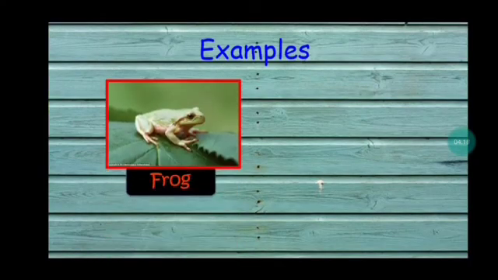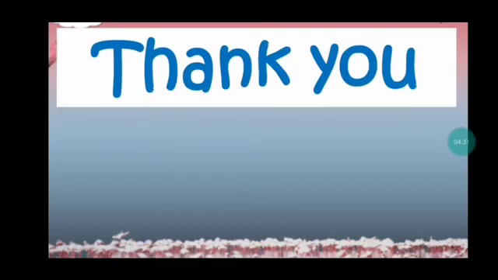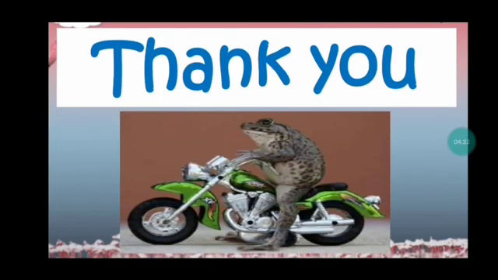Here are the examples of amphibian, frog and salamander. Frog and also salamander. So these are the examples of amphibian. Okay, we have finished with the kinds of vertebrates. See you, my students, next week with the examples of invertebrate.